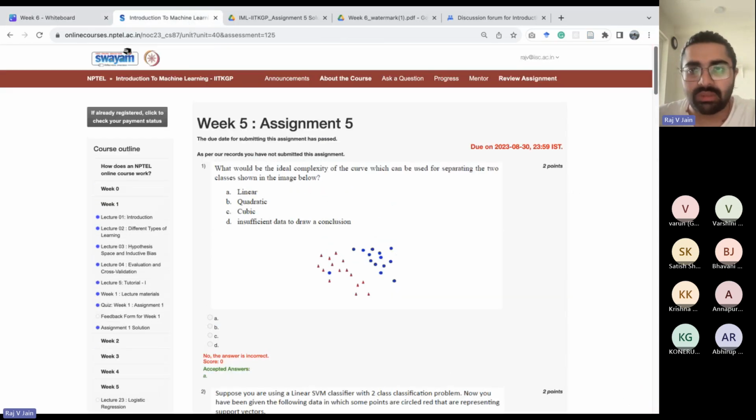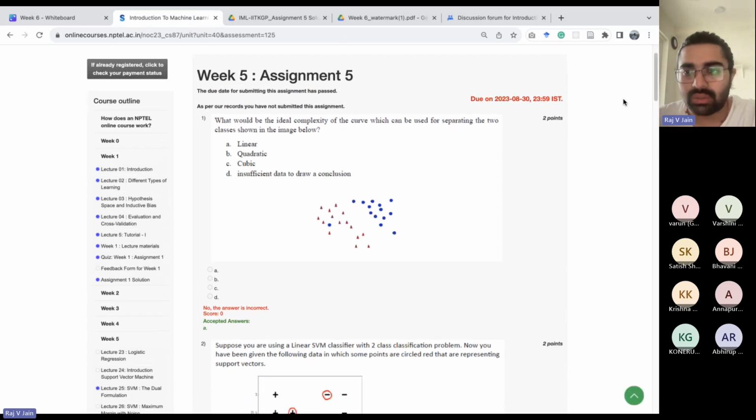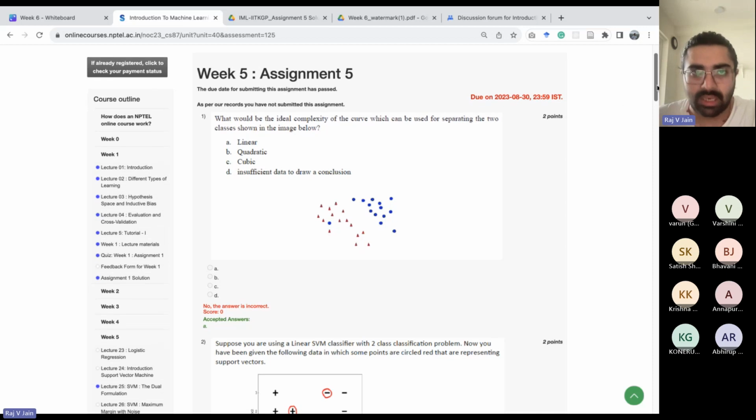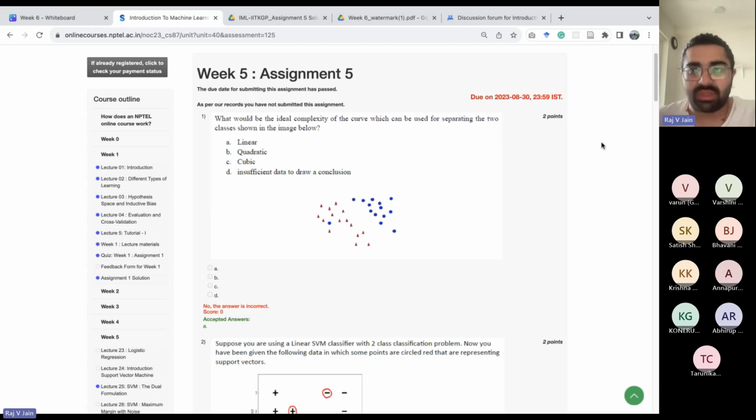Assignment 5, first question. Any doubts, any thoughts on this? People who have done the assignment, tell me what the answer is and why. It is linear, sir, because we can draw a line separating the two classes. Right, we can simply draw a line which separates the two classes, and the ideal complexity can be linear because there's only one point violating this rule, so we should be okay with that, right? That's the idea.